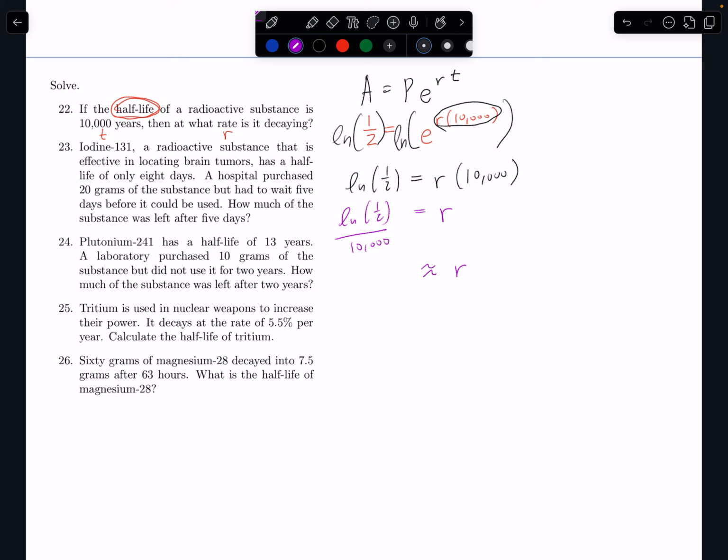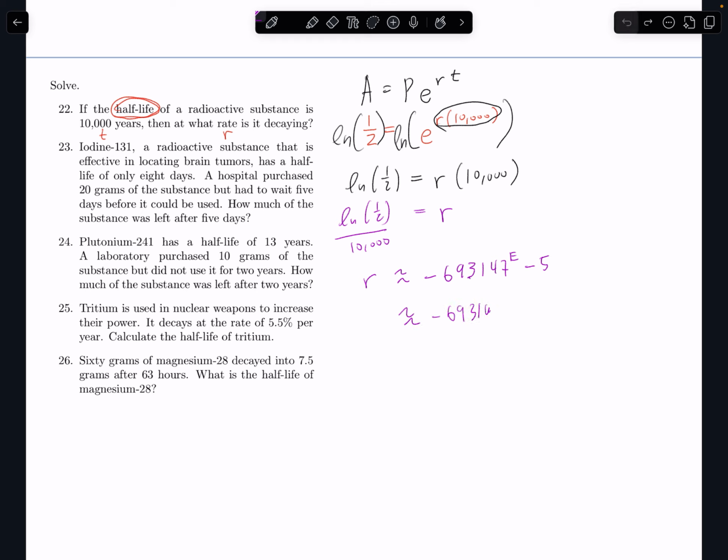I get r is approximately negative 6.9, or I'm going to write it the other side so it's easier for me. I'm just going to reverse the order. r is approximately negative 6.93147. And this is how my calculator displays it. It says E, and it says -5. And what that means is negative 693,147 times 10 to the -5th.